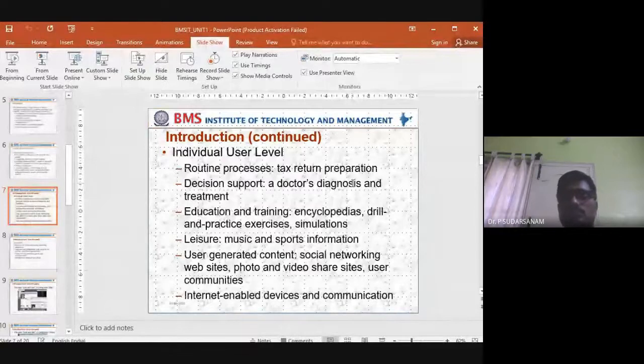Next, another one is music and sports information. These are all the examples. Already we have discussed enough things, and some I'll just read out. This one, user generated content, is nothing but social networking: websites, photo and video sharing sites, user communities. This one we have to consider the most with respect to our field. We are seeing social networks are the most effective nowadays. Social networking and websites are also most important.